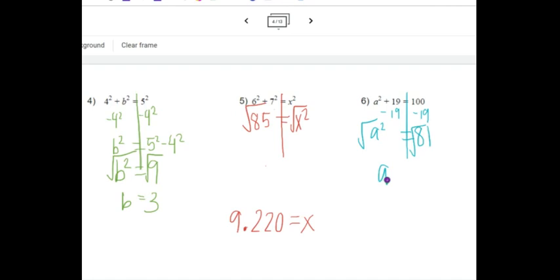If we were true to rounding to the nearest thousandth, then we could say it's 9.000. But I think your teachers will accept if it's a whole number to just leave it as that whole number.